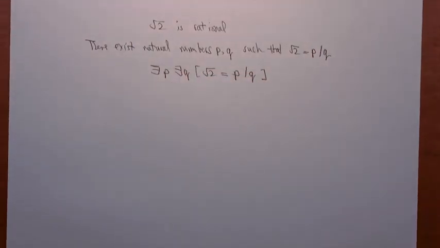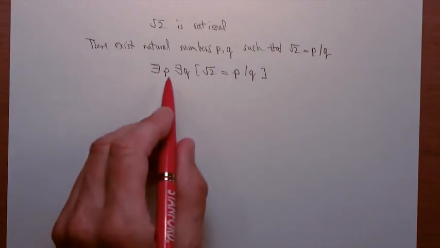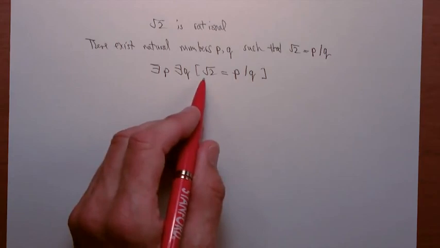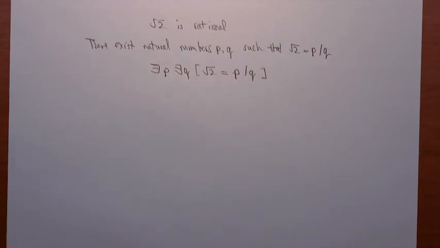Incidentally, when we do come to prove that the square root of 2 is not rational, we'll do it by showing that there are no values of p and q that satisfy this equation. So we'll prove a non-existence statement.